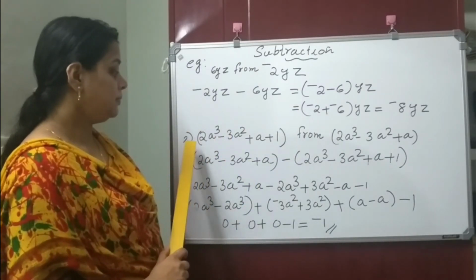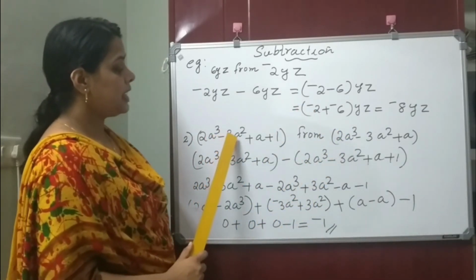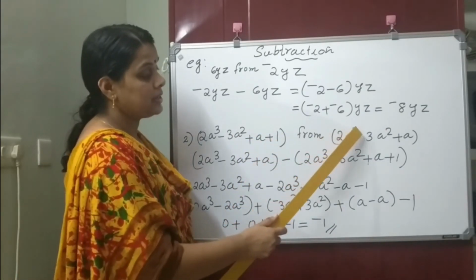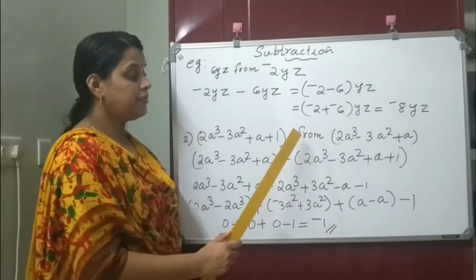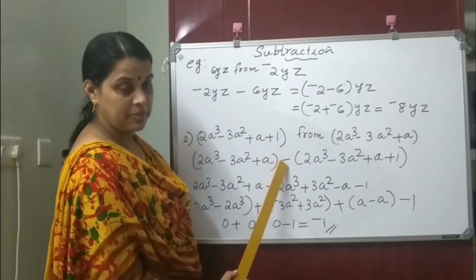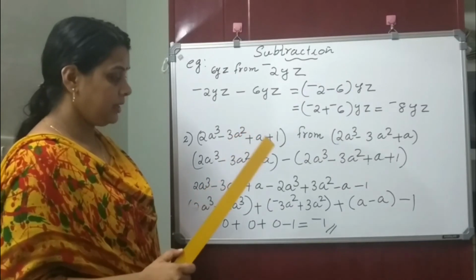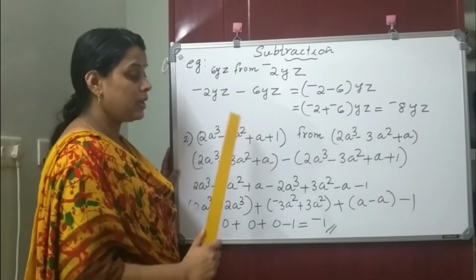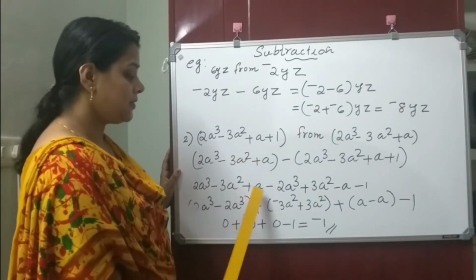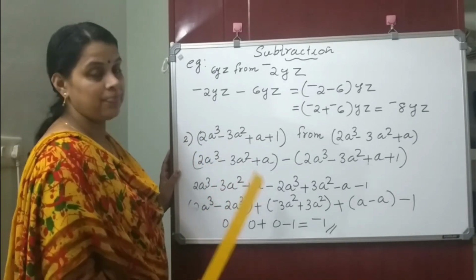The next example, see, this is one expression from the second expression. 2a cube minus 3a square plus a plus 1 from 2a cube minus 3a square plus a. So from this, so this will be first. And put the sign of subtraction and write the first expression. Right? The next step is very important. We need to remove all the brackets. So when removing the brackets of the first expression, there is no change. 2a cube minus 3a square plus a.